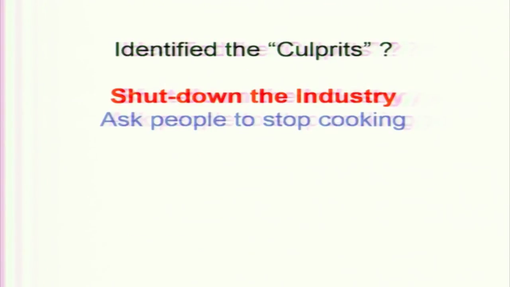Which sources affect a larger population, et cetera? Those are the questions. So if you've identified the culprits, then you can shut down the industry and ask people to stop cooking. Why stop cooking? Because a large part of the Chandrapur problem is coming from coal cook stoves, which 50,000 people are using in the morning, 50,000 people are using in the evening, and that's the only way. There's a certain level of poverty.